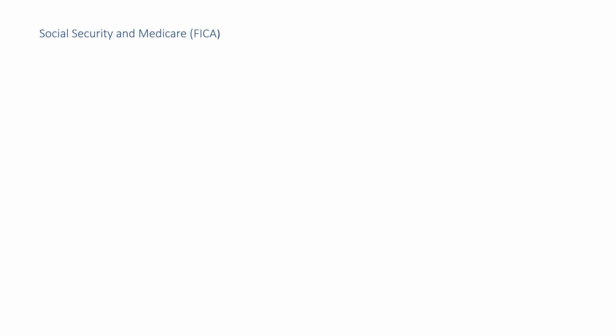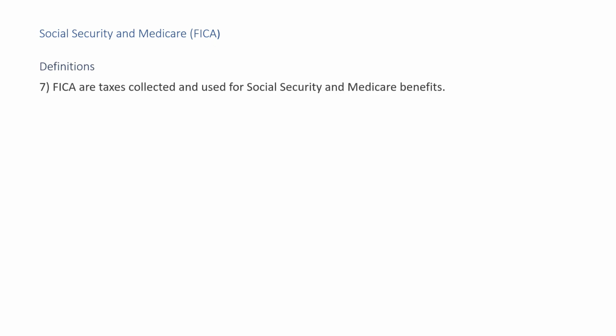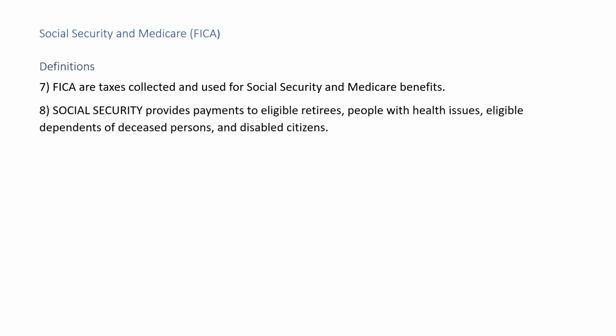Social Security and Medicare, otherwise known as FICA. FICA stands for Federal Insurance Contributions Act. Let's get some terms. Definitions, FICA. FICA are taxes collected and used for Social Security and Medicare benefits. Social Security provides payments to eligible retirees, people with health issues, eligible dependents of deceased persons, and disabled citizens.